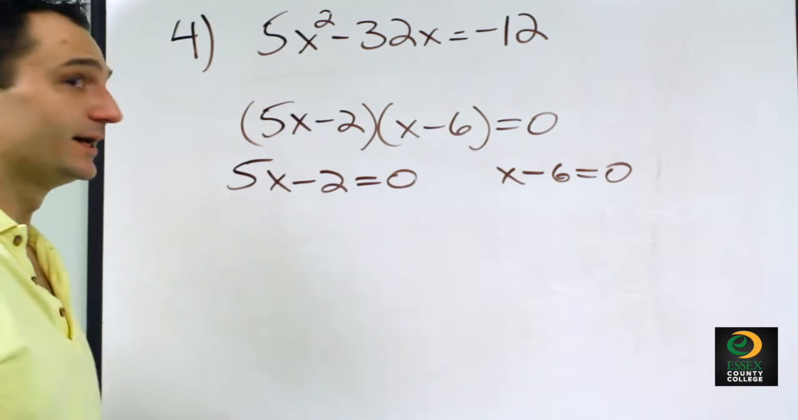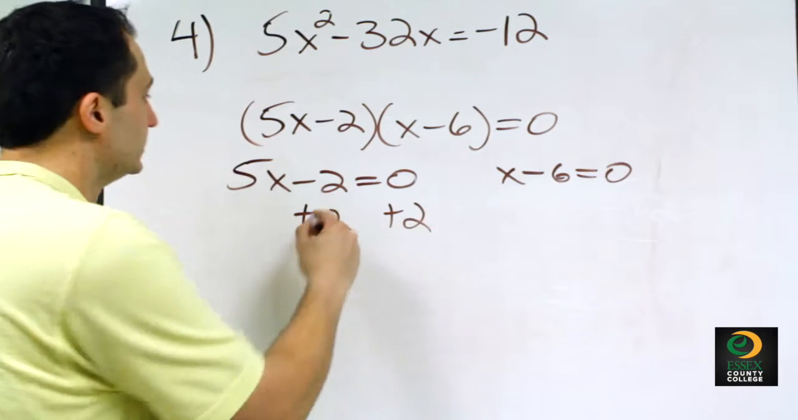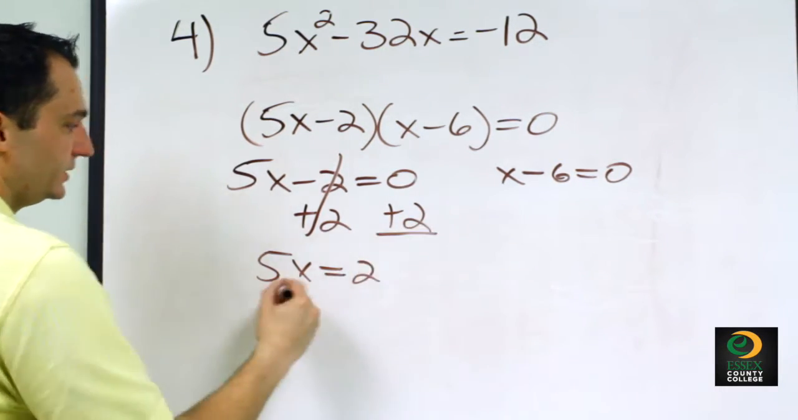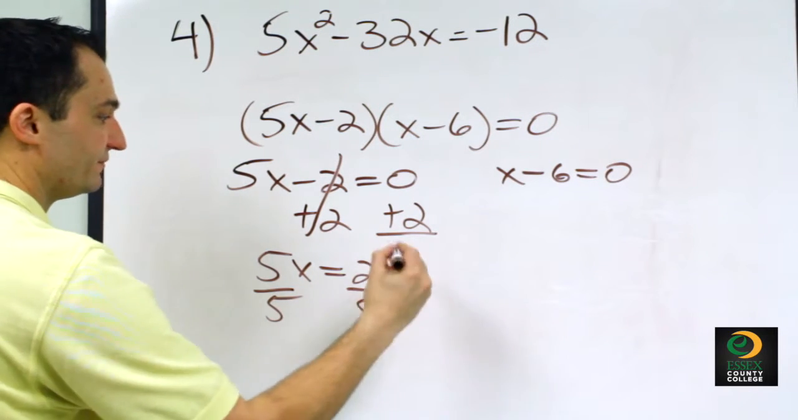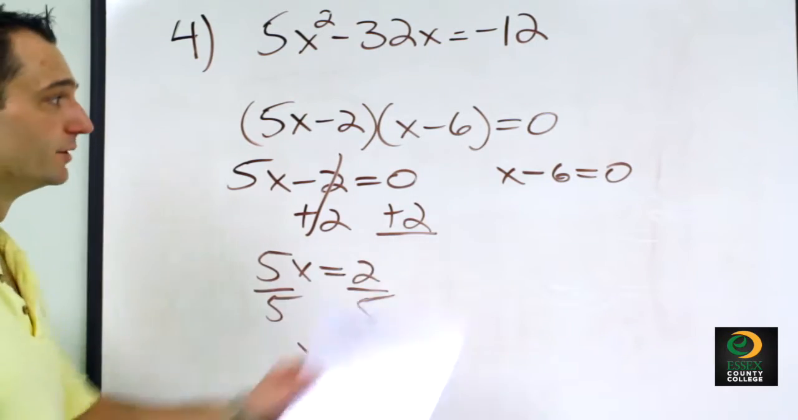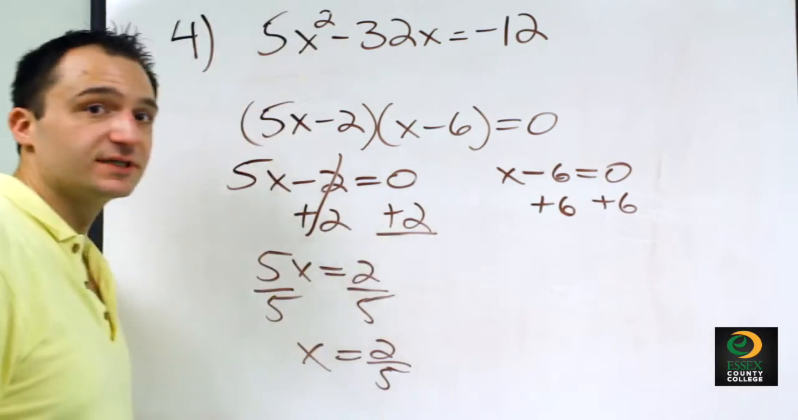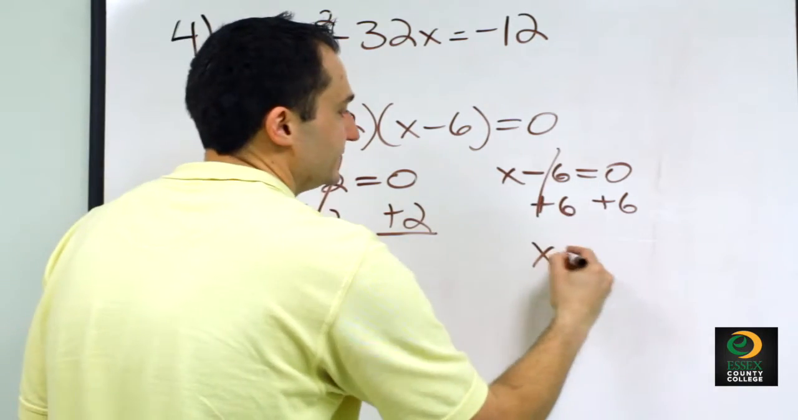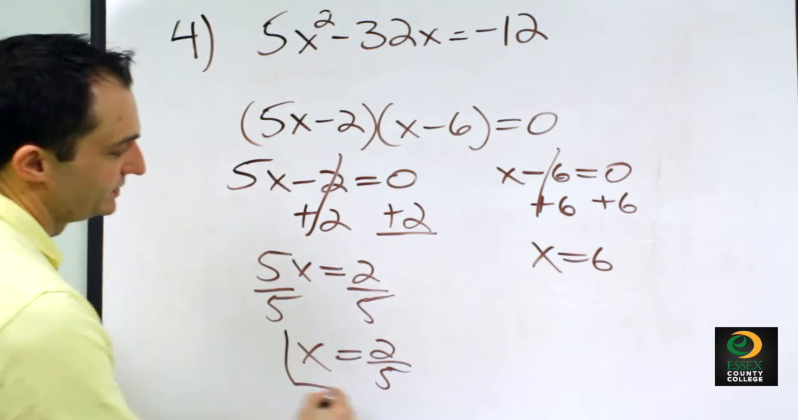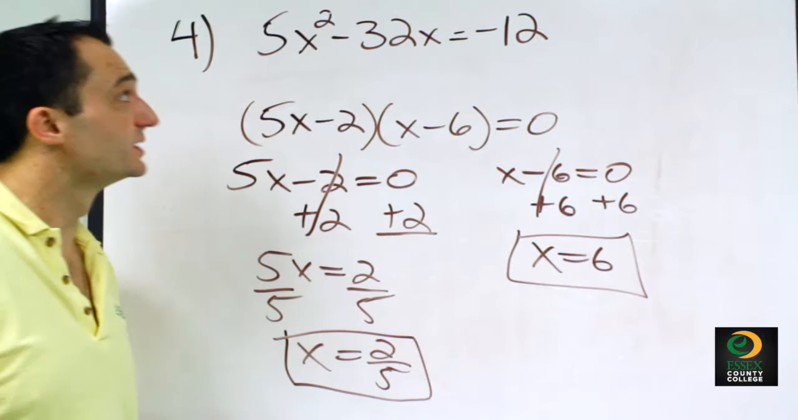Now we're going to solve for x. So we're going to add 2 to both sides of the equation. So we're going to be left with 5x is equal to 2. Divide by 5 and divide by 5, so x equals 2 fifths. On our other equation, we're going to add 6 and add 6 to both sides of the equation, so x is equal to 6. So the answer for number 4 would be x equals 2 fifths and x equals 6 to solve the equation.